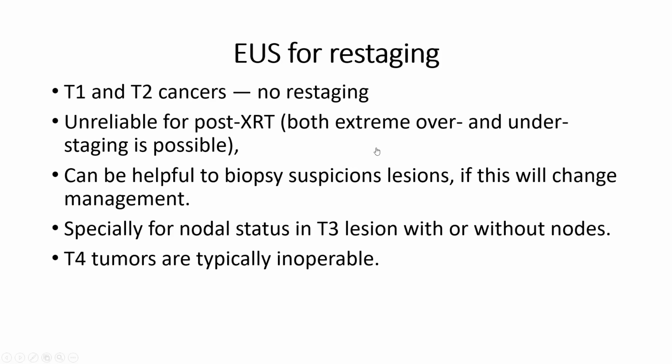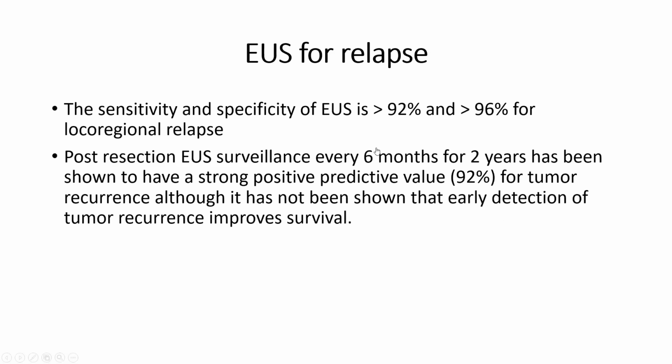these challenges will come more and more in future, because as chemoradiation grows for esophageal cancers, we will be forced to do staging in a radiotherapy patient. So specifically for nodal status in T3 tumors with or without nodes, and also in T4 tumors, which are typically inoperable, EUS will be required for restaging, not in T1, T2, but obviously in T3, T4, they want to know. Restaging is done by assessment by PET CT, and then EUS is for relapse. Because if there is a locoregional relapse, the sensitivity and specificity are very high. And post-resection, EUS surveillance can be of value.